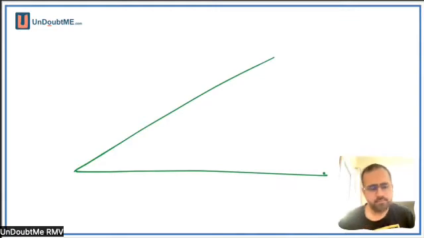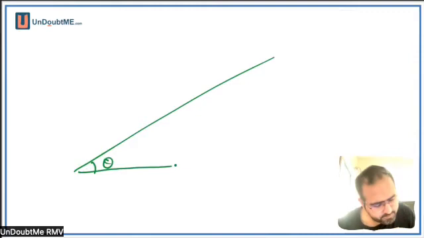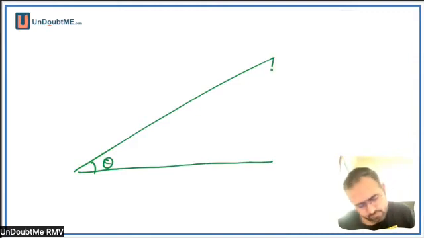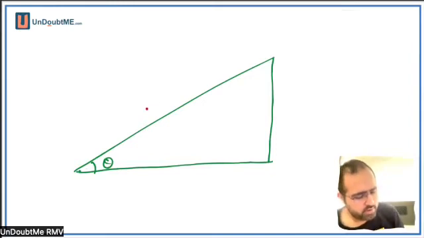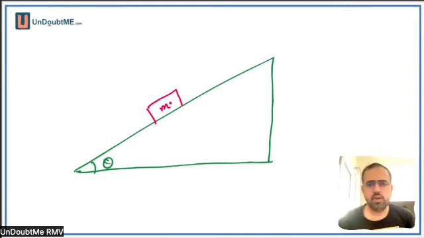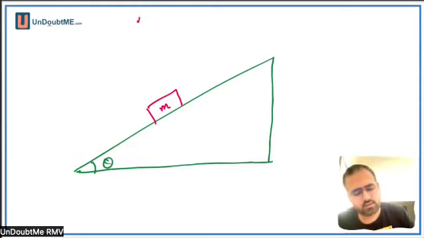This one. This is theta. A block of mass m is kept over here like this. We need to draw all the forces which are exerting on this block, or which are there in this system. That is basically called a free body diagram.